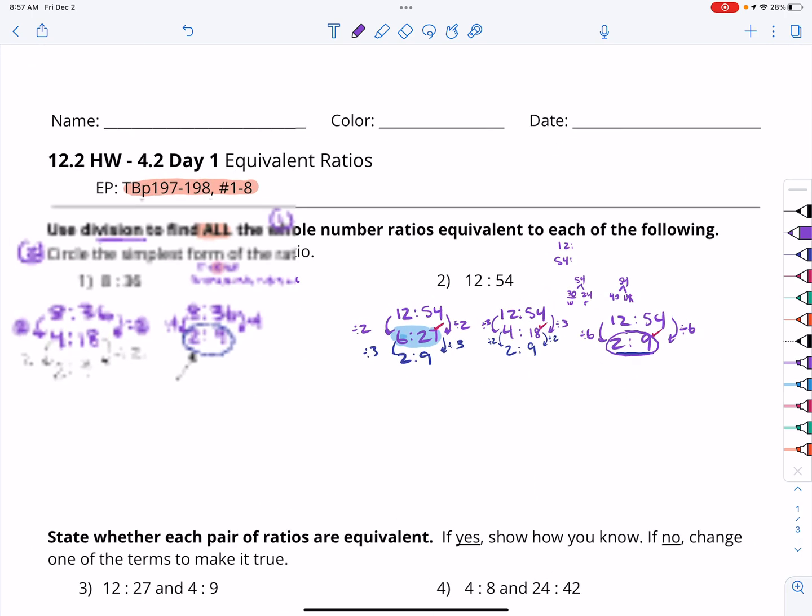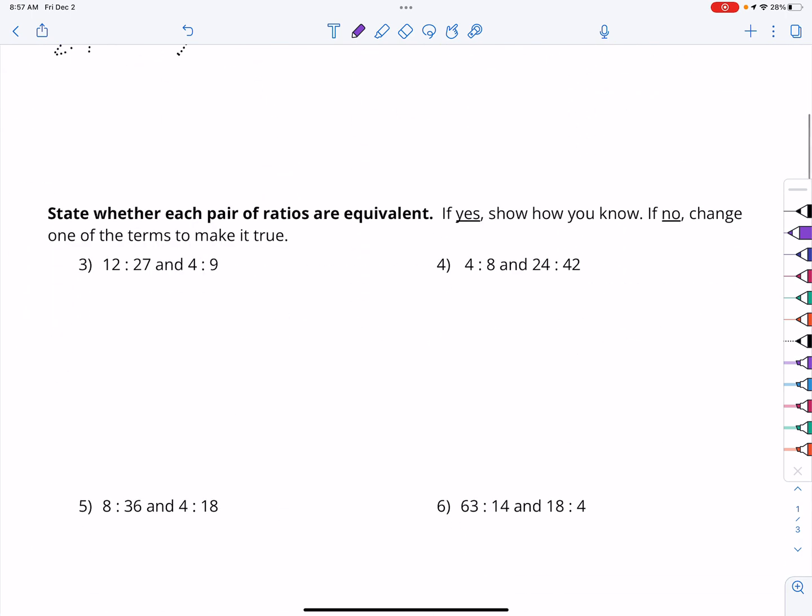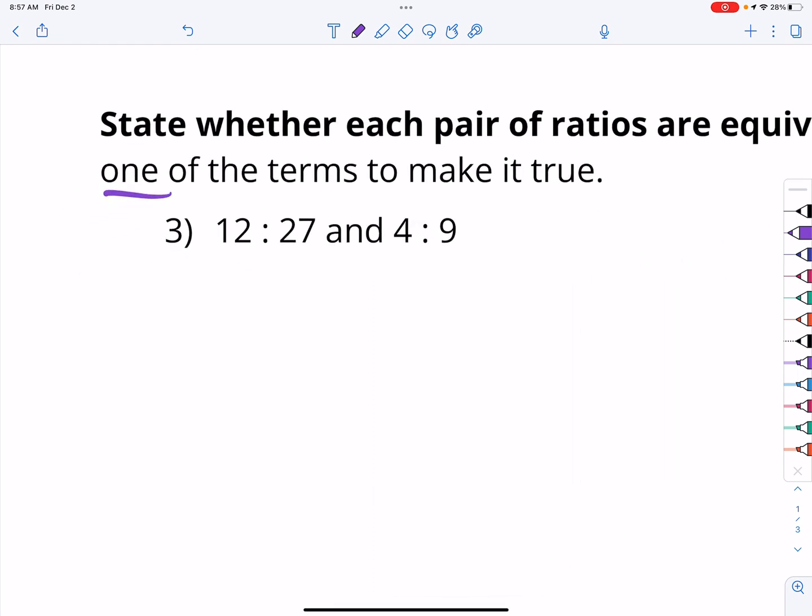All right. State whether each pair of ratios are equivalent. If yes, you got to show how you know. And if no, change one of the terms to make it true. So I'm going to be looking for a relationship between these two ratios. And there's two ways that you can go about it. You can either multiply one up and see, is there a way that I can multiply 4 by something to make it equal to 12?